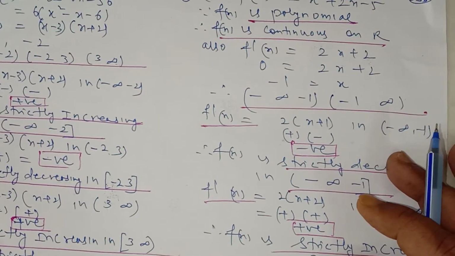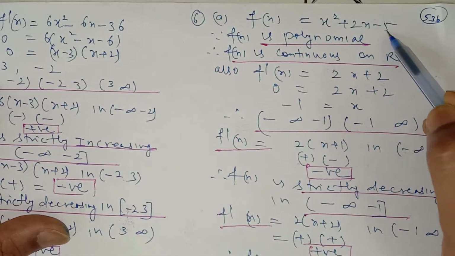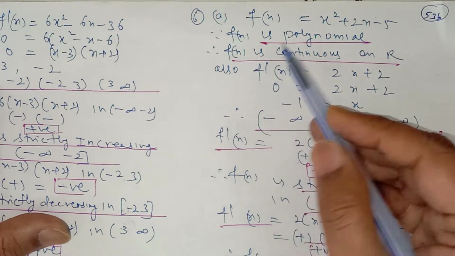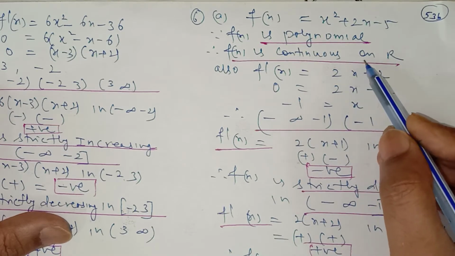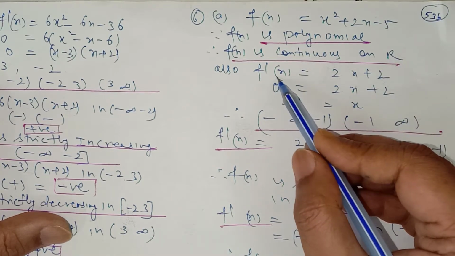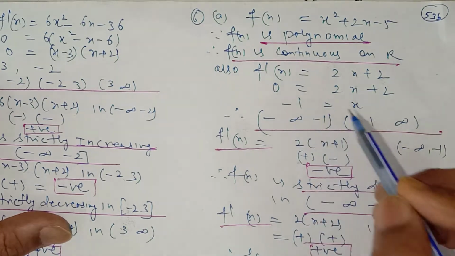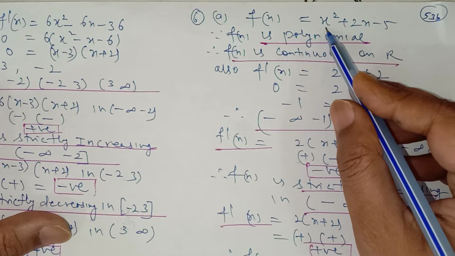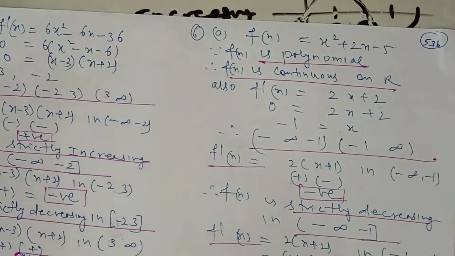Similarly in question number 6, first part, the polynomial x² + 2x - 5 is given, and we have to find in which interval it is strictly increasing or decreasing. Because it is a polynomial, it will be continuous as well as differentiable. So find its first derivative, 2x + 2, put it equal to 0, so x will be equal to -1. So there is only one turning point of this graph, because the degree is 2, it will be a parabolic function, and therefore it will have only one turning point.